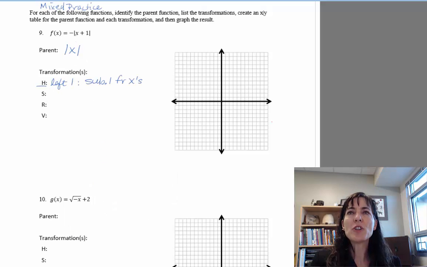And then stretch or compress, that would be a number multiplied by the x or a number multiplied by the absolute value. And I don't see either one. So I'm just going to put a dash here saying there's nothing to do.